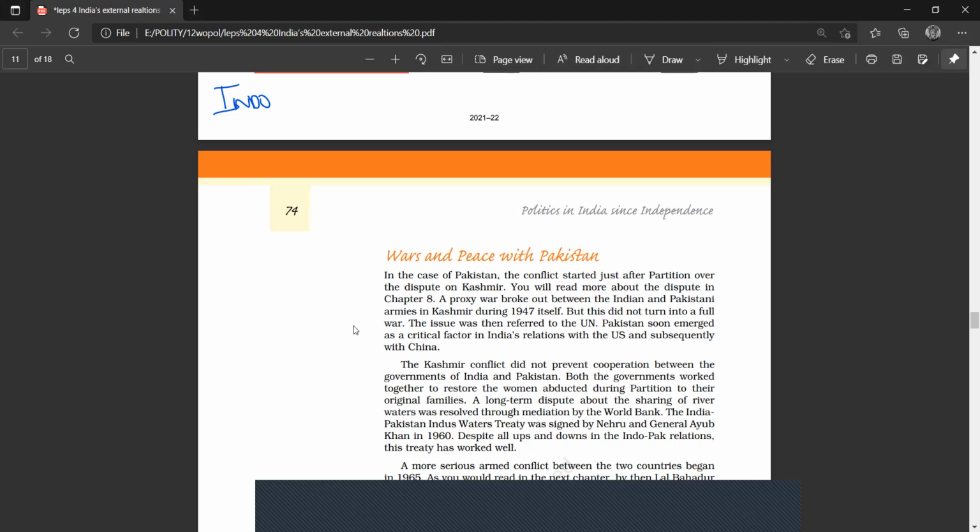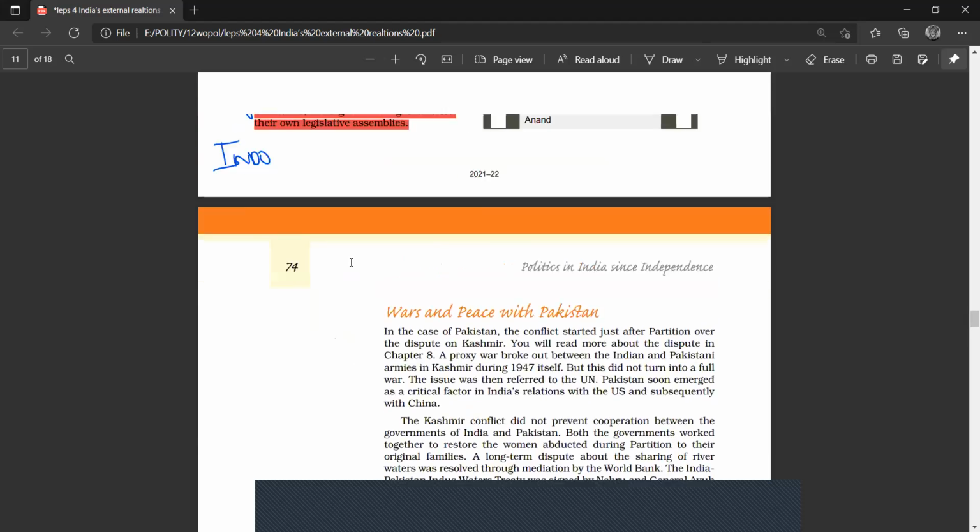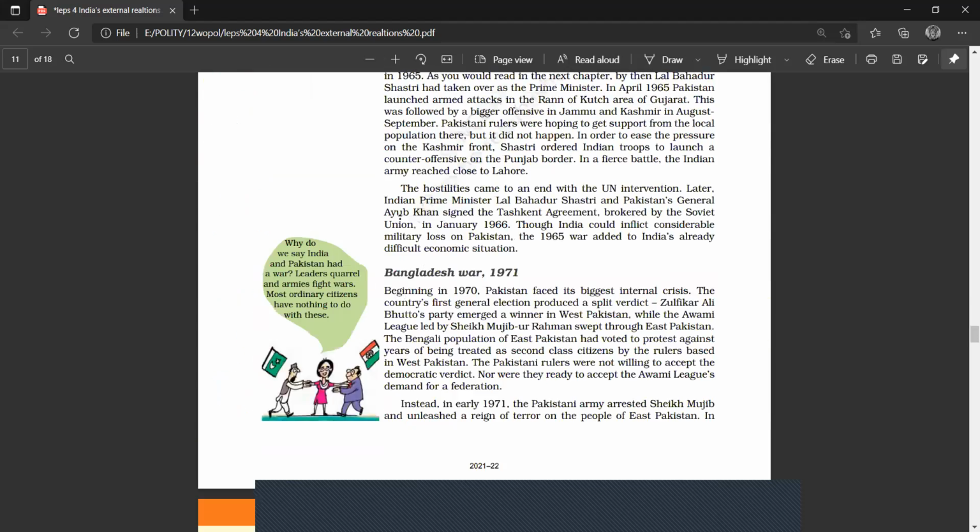And this is a very important chapter because it really helps us to understand what the foreign policy was and how we made it, how we came to what we are today.